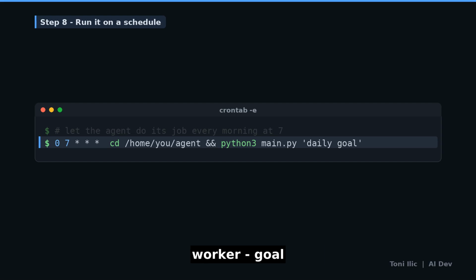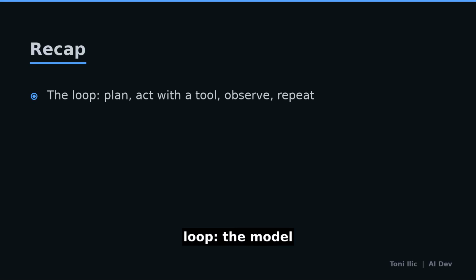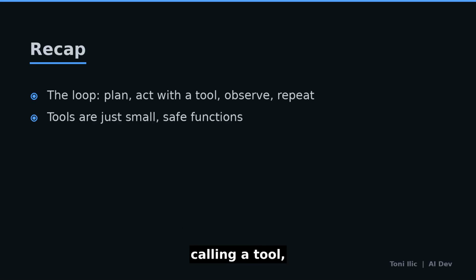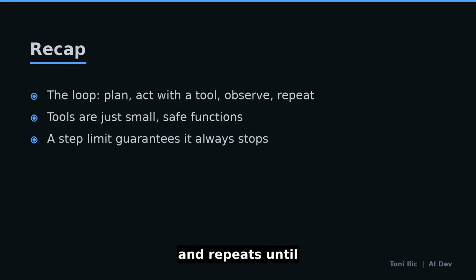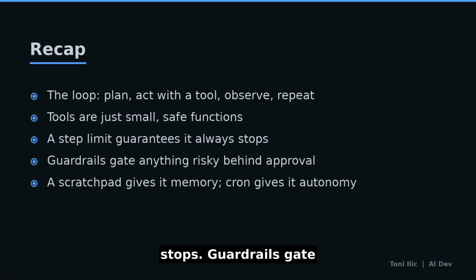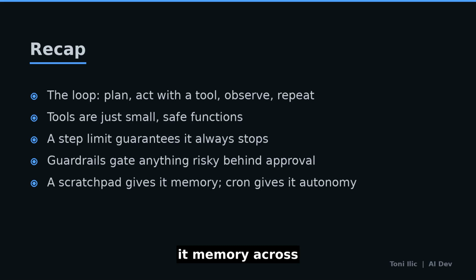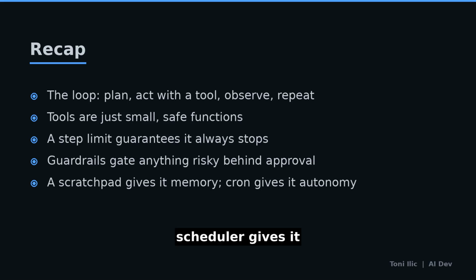Let's recap. An agent is a loop. The model plans, acts by calling a tool, observes the result, and repeats until done. Tools are just small, safe functions, the agent's hands. A step limit guarantees the loop always stops. Guardrails gate anything risky behind human approval, or a sandbox. A scratchpad file gives it memory across runs, and a scheduler gives it autonomy. That's a real autonomous agent, in about 100 lines, and now you understand every part of it.